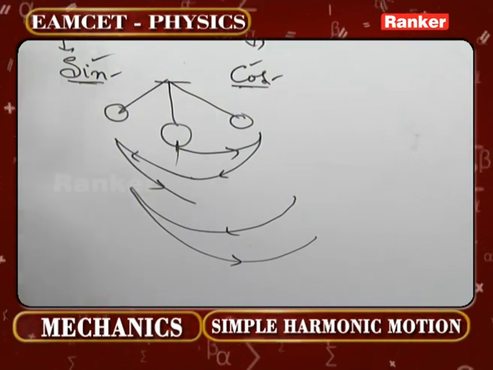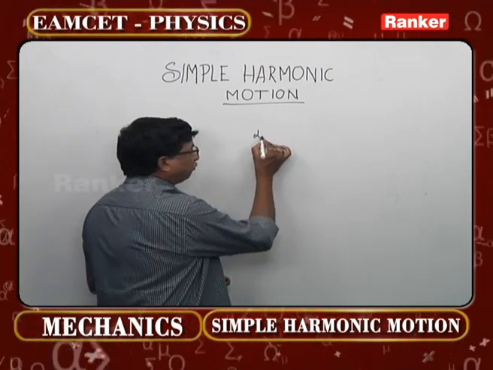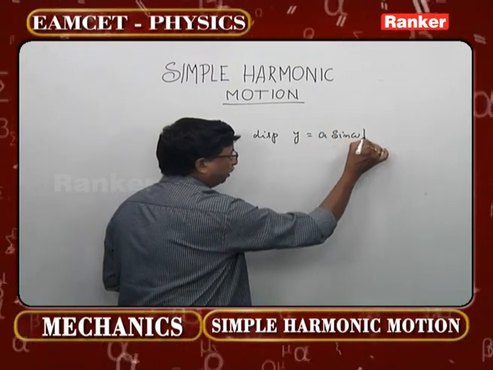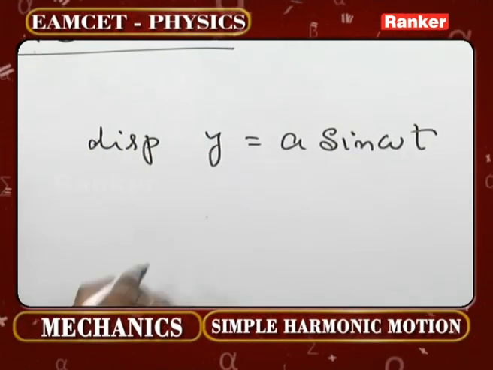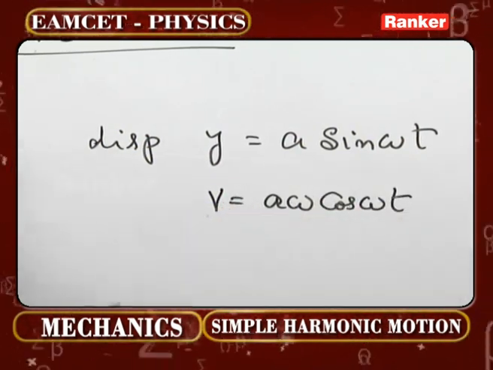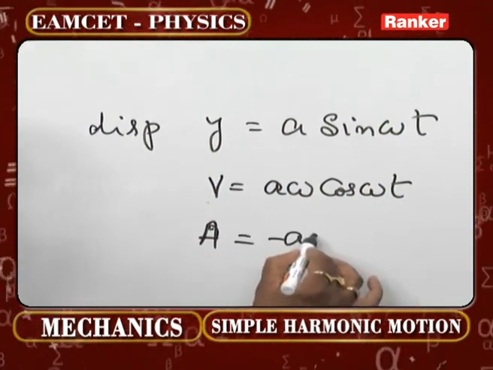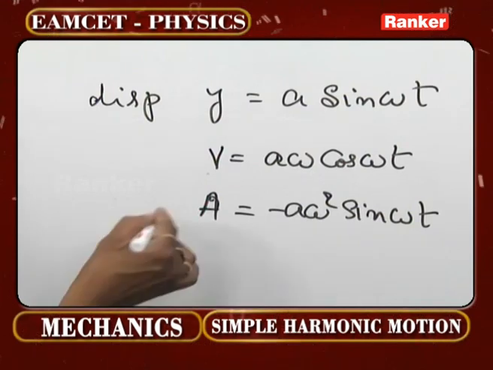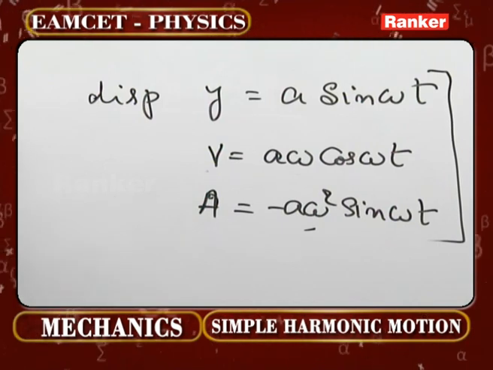So overall, before taking up the problems, you need to remember: if the displacement equation is taken as y is equal to a sine omega t, a being amplitude, sine being function and omega t being the phase, then velocity can be written as a omega cos omega t, by differentiating this with respect to time. Acceleration, of course, we get as minus a omega square sine omega t, once again by differentiating v with respect to time. So these three equations are also to be remembered before going to the models.